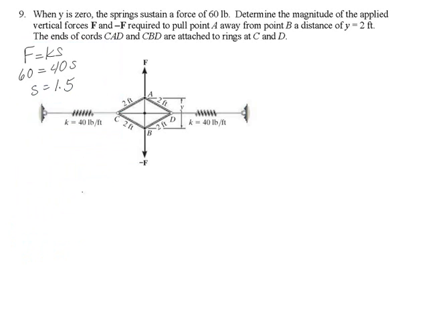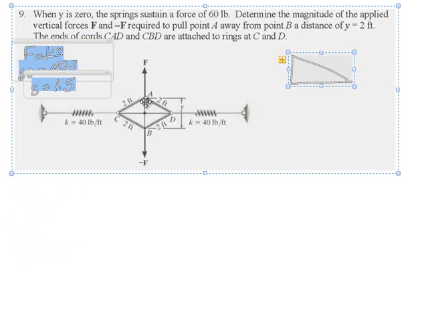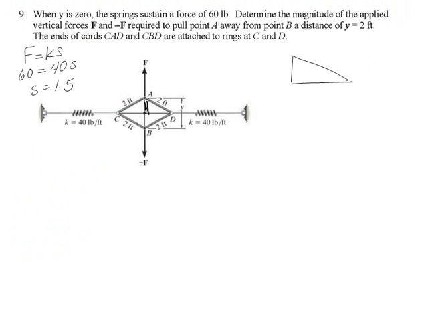Now, whenever we're going to pull away to a distance of y equals 2, if I'm looking at this triangle here, that's a distance of 1 when y equals 2. And then this is a distance of 2 feet. Now I can tell, because I'm awesome at trig, that this is a 1, 2, square root of 3 triangle.